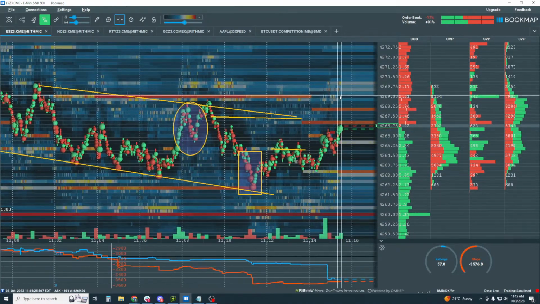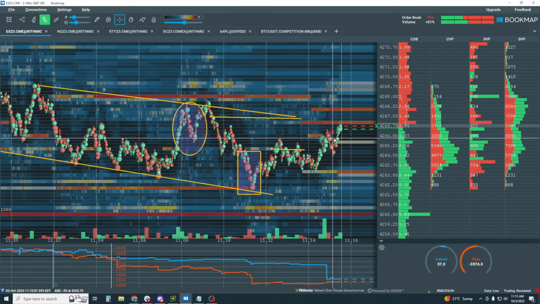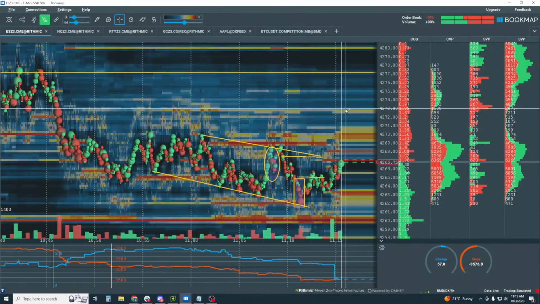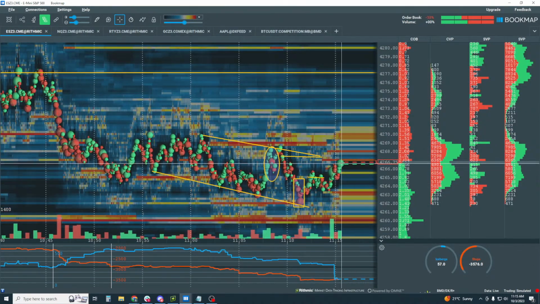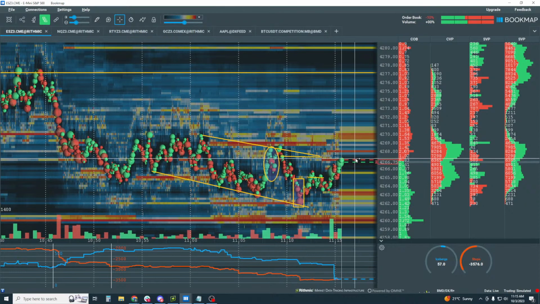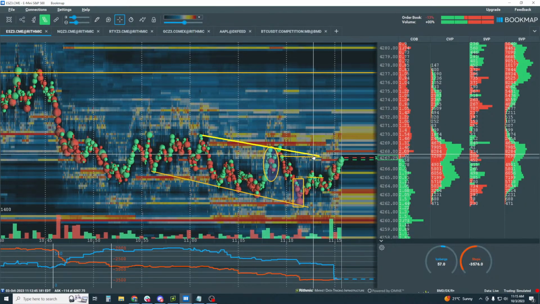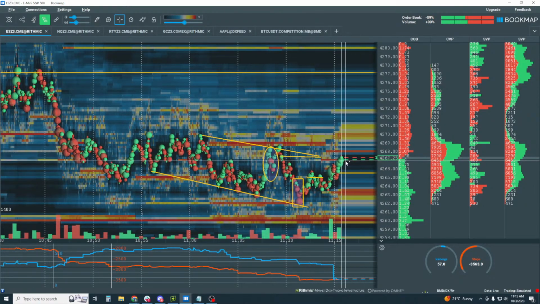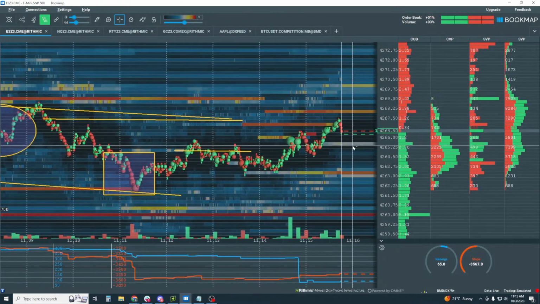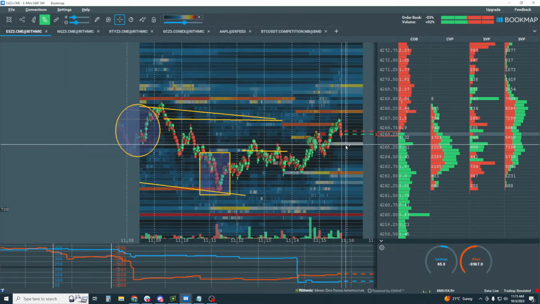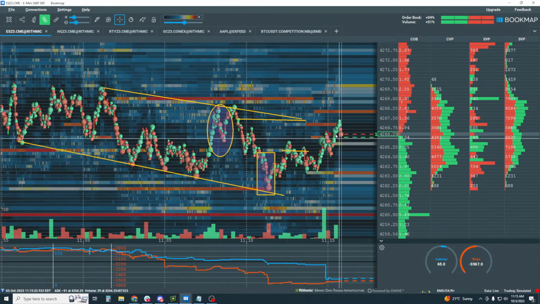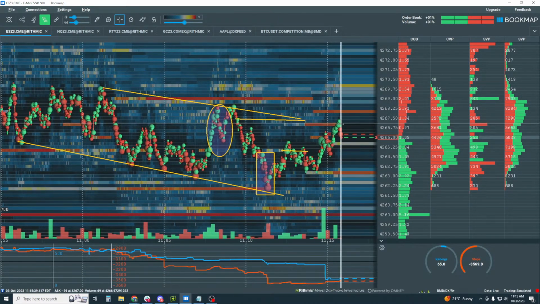Well, you'll see the buyers just completely come in and power it through, and this might be it. This might be it here. Okay, so we're testing that trend line. We're seeing tons of buying. We're seeing the order book in here support it as well. We haven't broken the structure yet. It's just testing the structure up here.